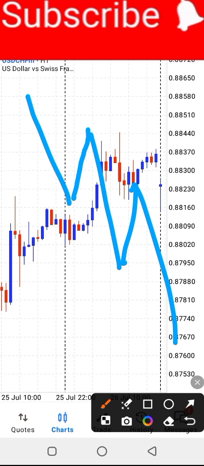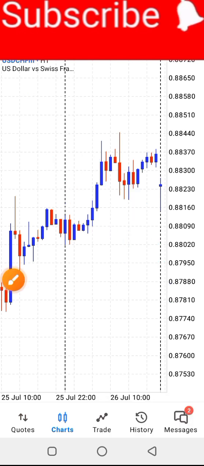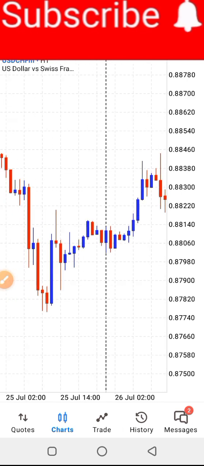As simple as that. So that's what we know as expansion and retracement, and I have a very good example for you right on the live charts right here.